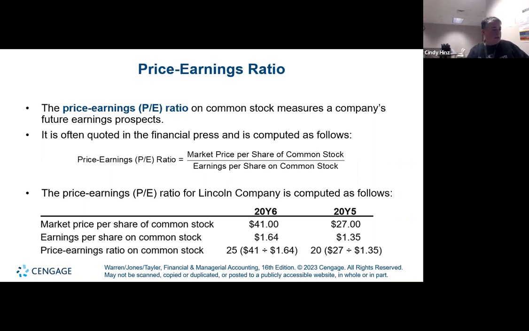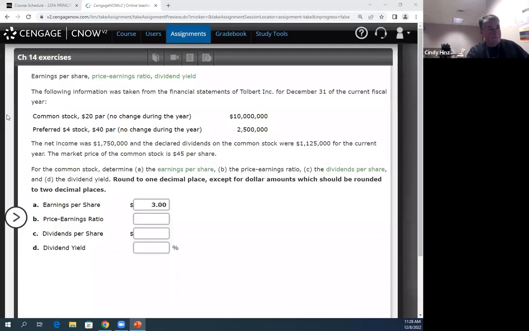So we're told in this exercise that the market price is $45 per share and the earnings per share was $3 per share. 45 divided by 3 is 15. A PE ratio of 15 times earnings is the way we would read that. The PE ratio is 15 times earnings. The current price of the stock is 15 times the amount that the share earned in that year.